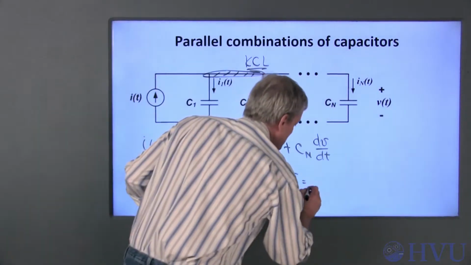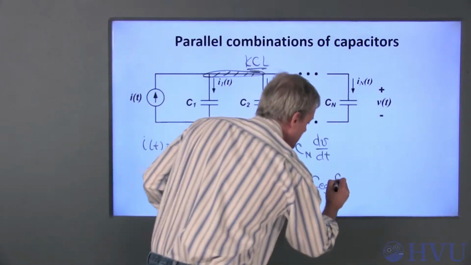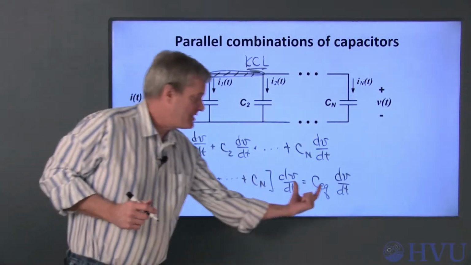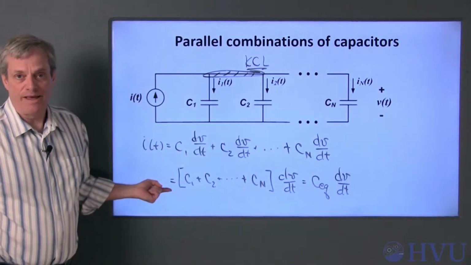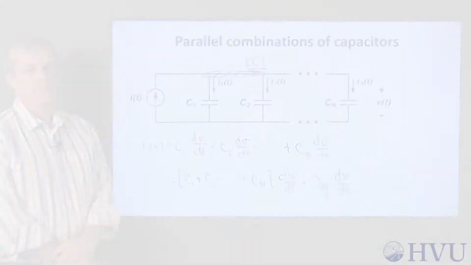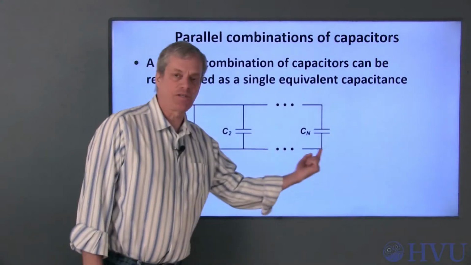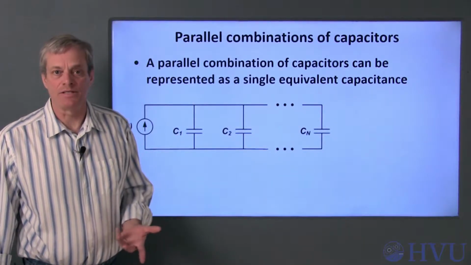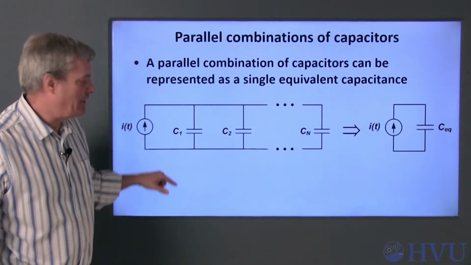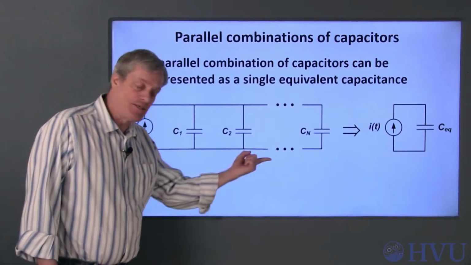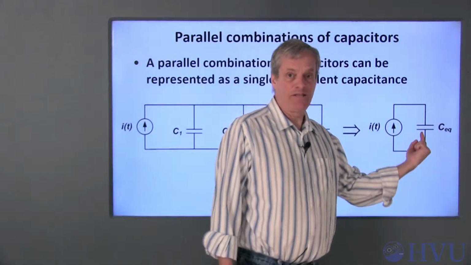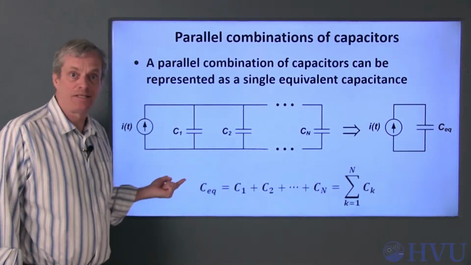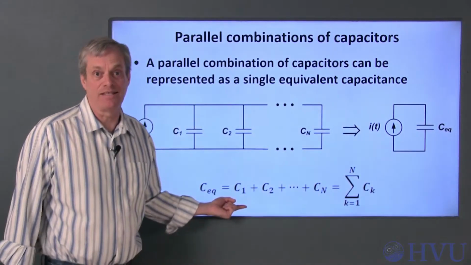That can be expressed as a single equivalent capacitance C_EQ times dV/dt, which is the same voltage-current relationship if I set C_EQ equal to the sum of the individual capacitances. If I have n capacitors in parallel, I can combine them into a single equivalent capacitance. From the standpoint of a voltage-current relationship at the source terminals, this circuit is equivalent to this circuit with a single equivalent capacitance. I just have to choose the equivalent capacitance to be the sum of the individual capacitances.